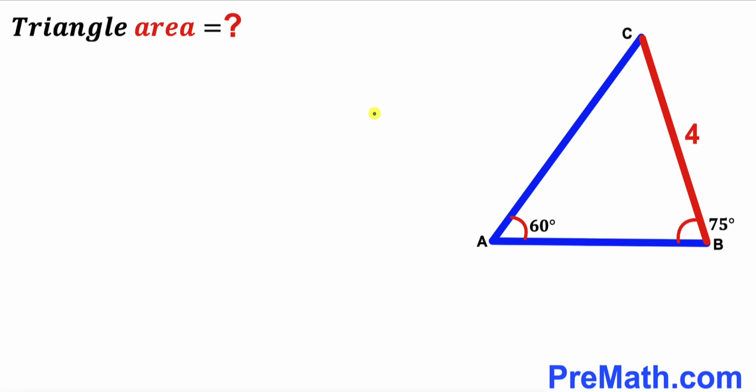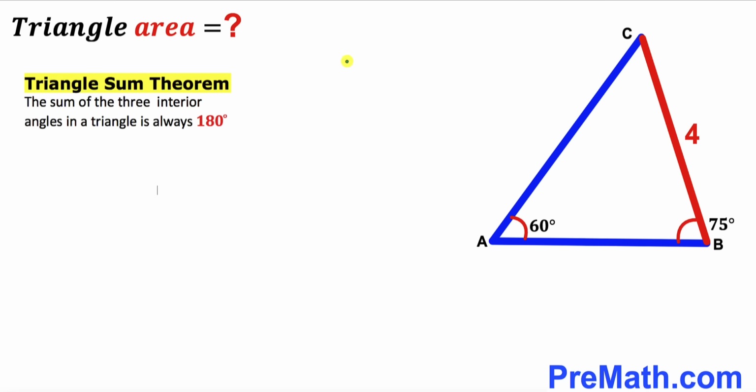Let's go ahead and get started. And here's our very first step. Let's focus once again on this triangle ABC. We know this angle is 60 degrees and this interior angle is 75 degrees. Now let's recall the triangle sum theorem. According to this theorem, the sum of three interior angles in a triangle is always 180 degrees. So this interior angle has got to be 45 degrees.